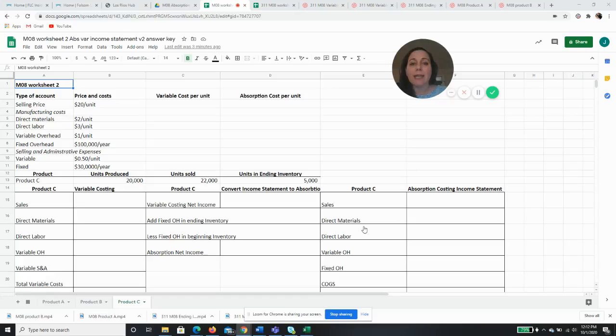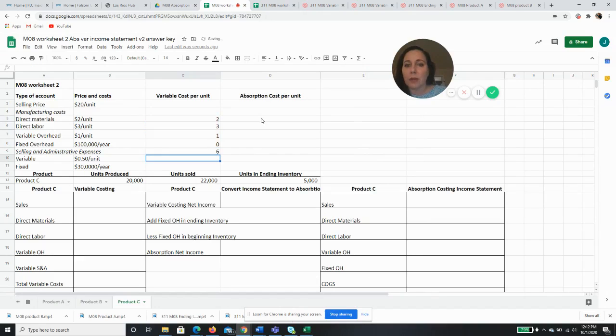We are now on product C. We are going to start, as always, by calculating our product cost under variable and our product cost under absorption. So under variable, our direct materials are $2 per unit. Under direct labor, $3 per unit. And for variable overhead, $1 per unit. And for fixed overhead, 0, because under variable costing, we do not include fixed overhead in product cost.